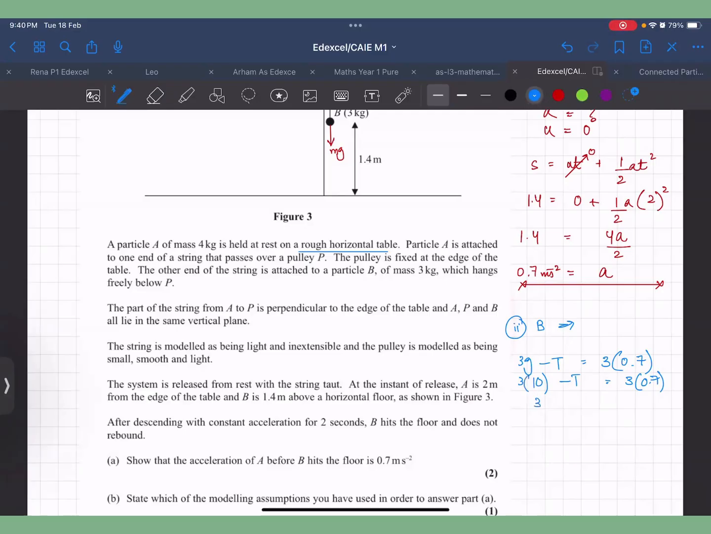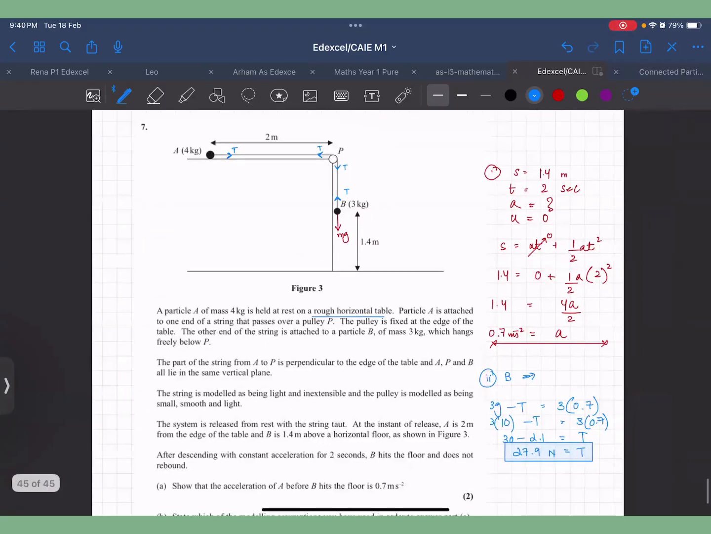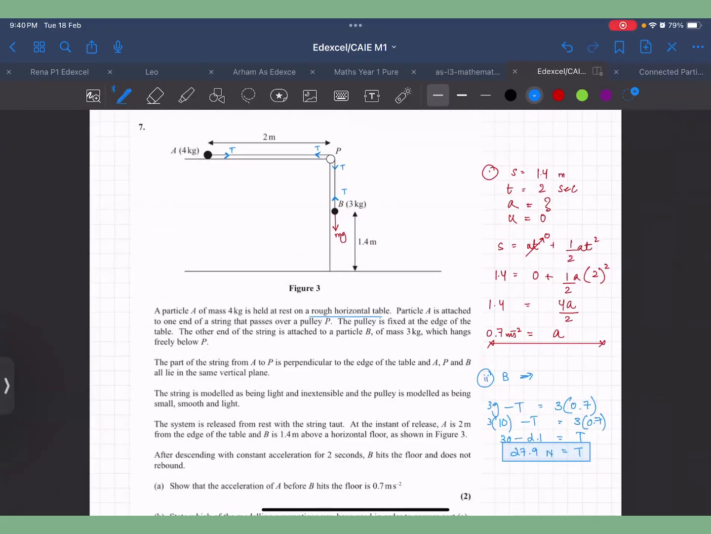30 minus 2.1 is equal to tension. So tension comes out to be 27.9 Newton. Okay, all good till here? Weight is mg, 3g, and tension is equal to ma, 3 times acceleration, we know it is 0.7.